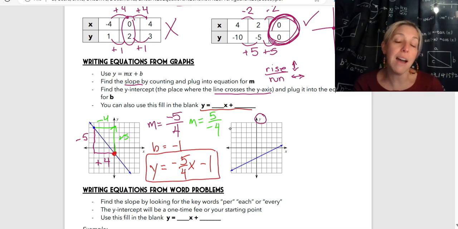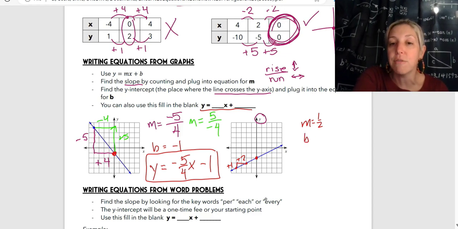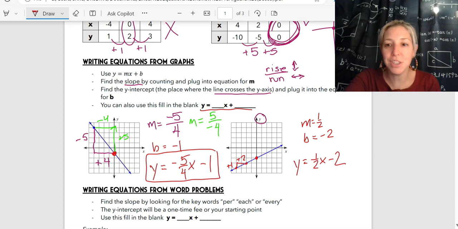So what you guys are going to have as multiple choice is it will give you a graph and then it'll give you 4 equation options and you have to pick the one that matches the graph. So a little faster on this second one. Let's say we're going from here to here. I am going up 1 over 2, so my slope is 1/2. And the y-intercept where it crosses the y-axis is at -2. So plugging those into the formula, we get y equals 1/2 x minus 2.